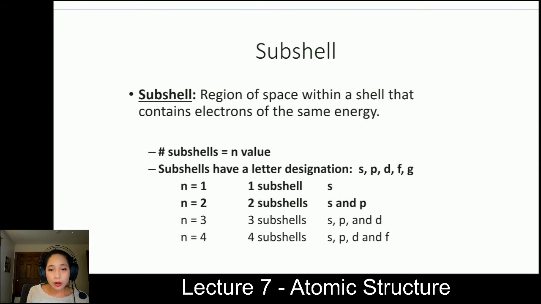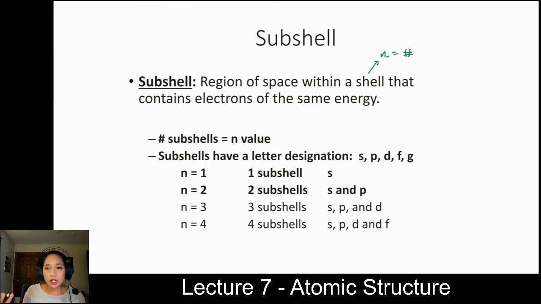All right, so that was shell, our first quantum number. It told us which orbit or which ring the electrons will reside in. Our next quantum number is subshell. And so the subshell tells us the region of space within a shell or within an n value that has electrons of the same energy.